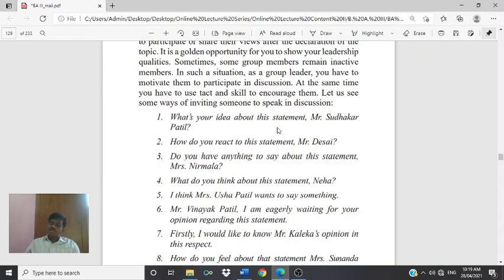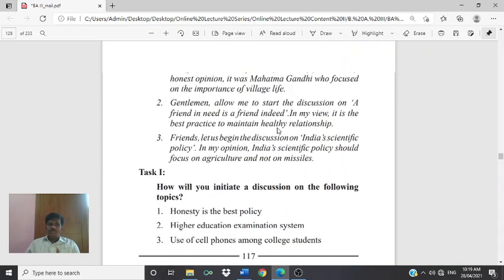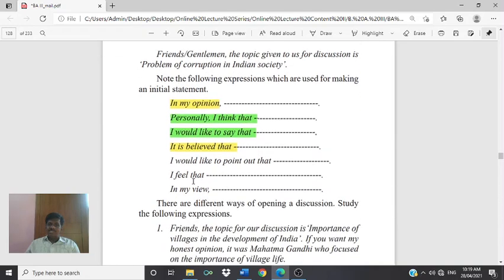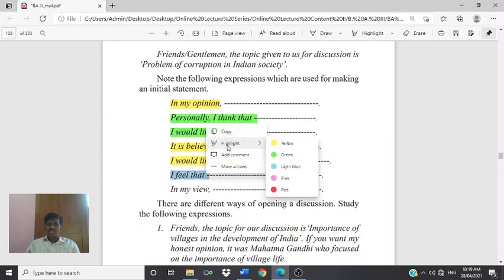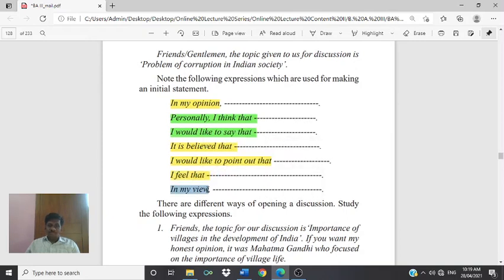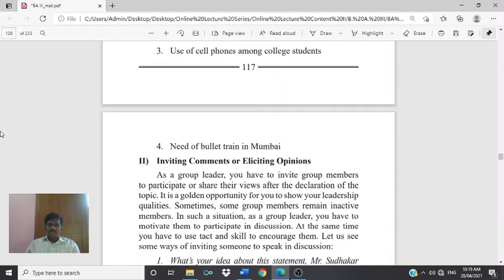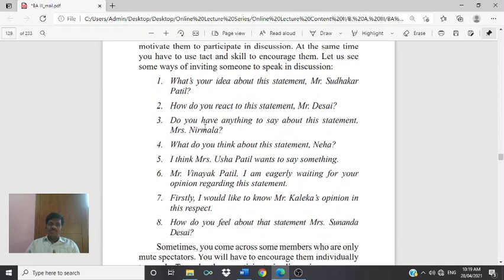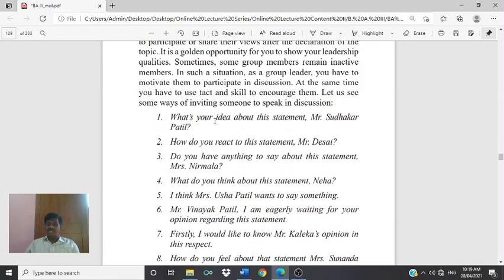See, similar to these statements, these statements are common. You can use them frequently. Similar to this, in inviting comments or eliciting opinions, there are certain statements, certain language expressions that are common and that you are required to use frequently.